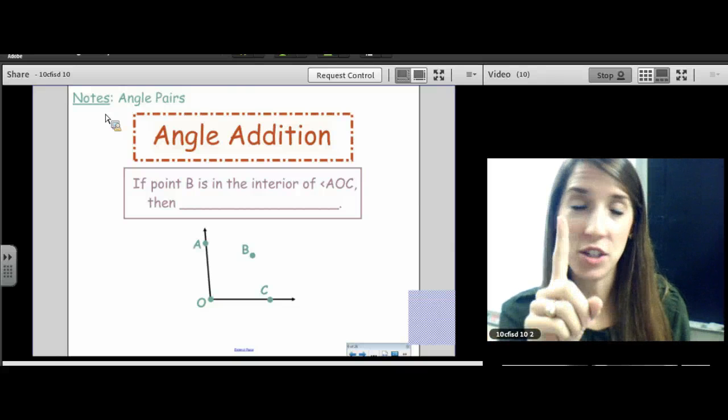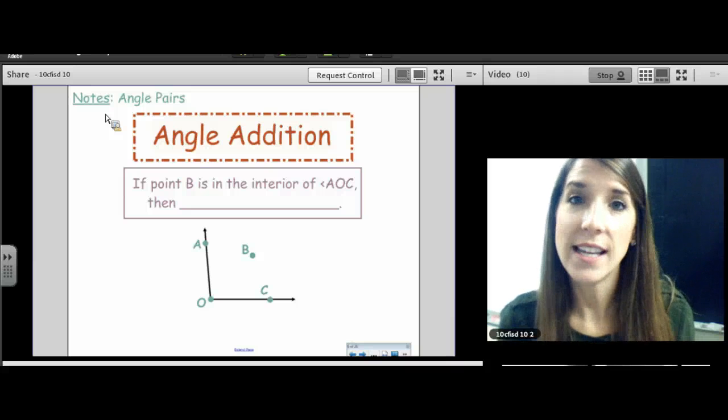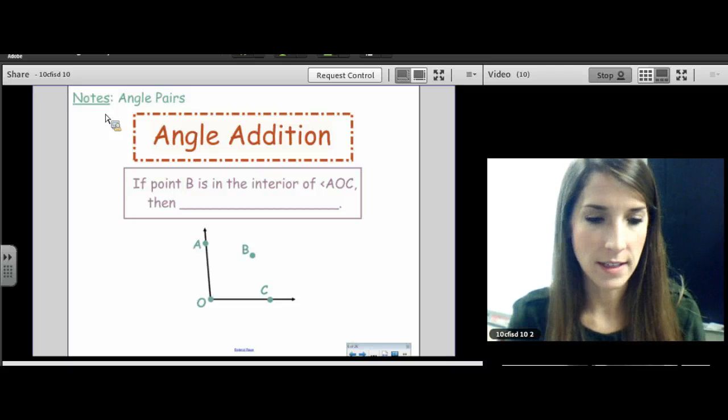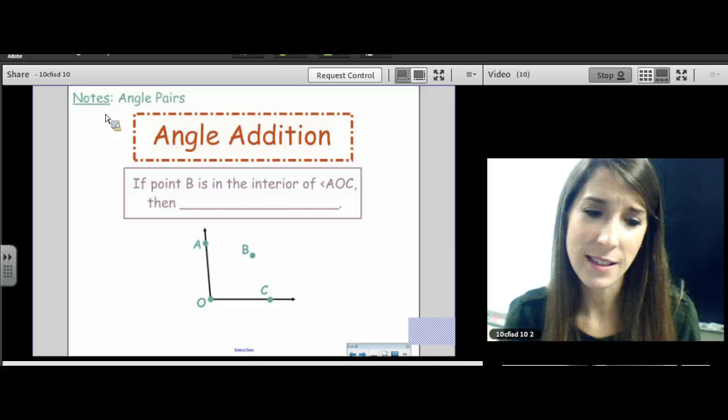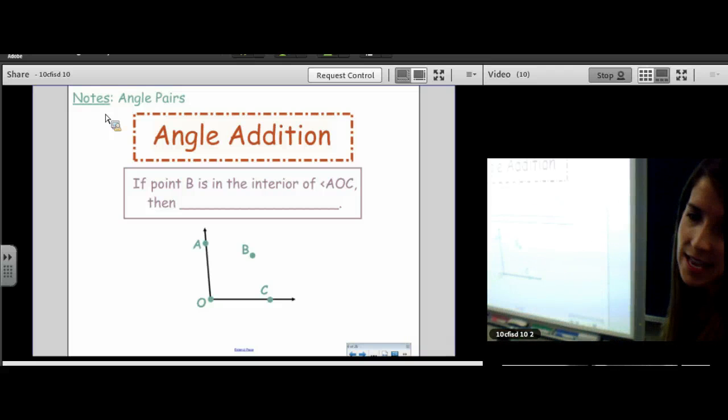Instead, I'm going to change two words. Instead of segment addition, it's going to be angle addition, and instead of midpoint, it's going to be angle bisector. So angle addition and angle bisector is what we're learning about today. But we've already learned it, so this is kind of old news. Sure, yeah, it'll be easy.